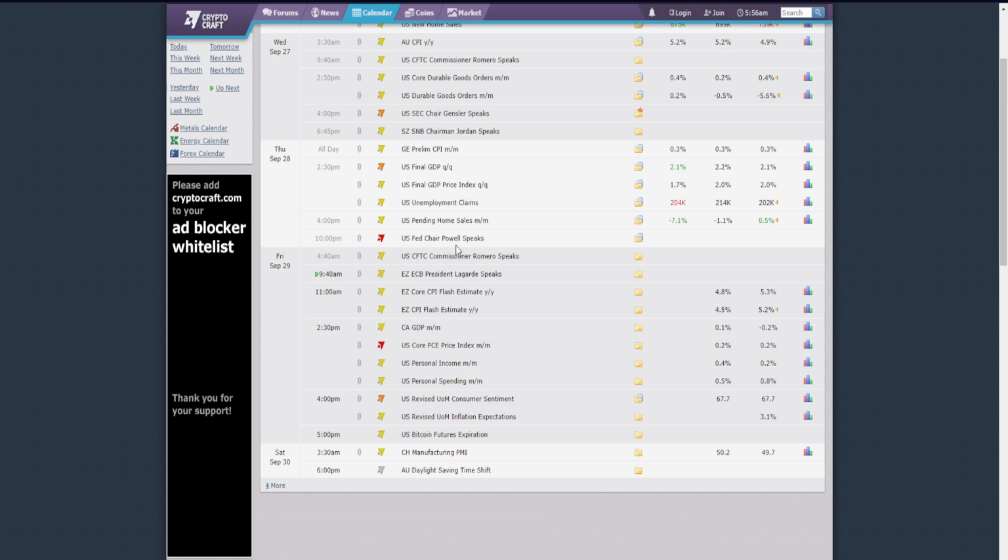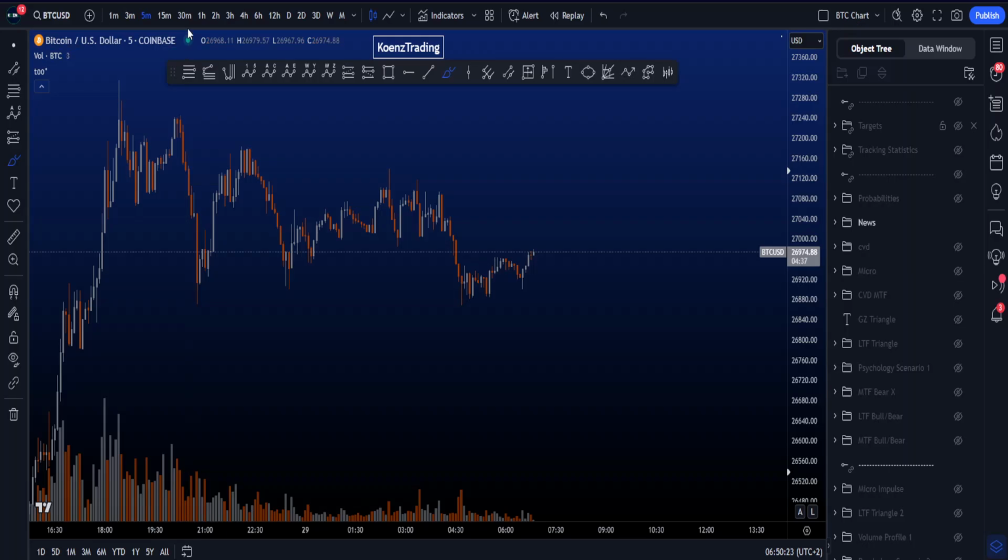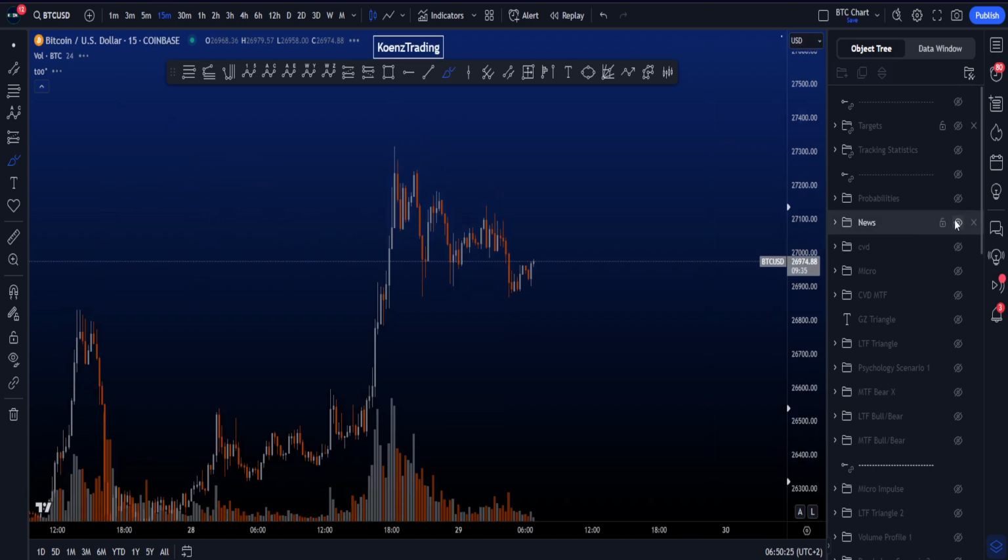If we look at the news, we have news today at 2:30 p.m. Central European Time. High impact news, the red flag, could lead to increased volatility, so make sure you trade safe.